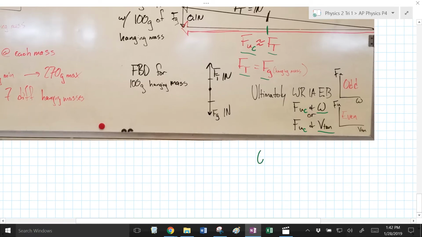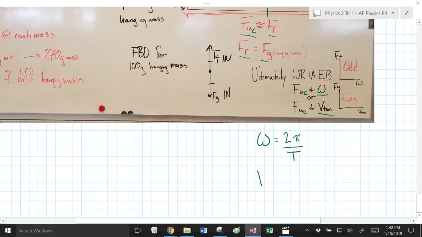Omega is the angular velocity in radians per second. That's just 2 pi over big T generically. And then Vtan is the distance around the circle in meters, 2 pi r, divided by the time around the circle in seconds, the period. They're pretty close to each other, right? This one's times r, this one's not. So if I wanted omega from Vtan, I would just get rid of that r. If I wanted Vtan from omega, I would have to multiply by r. Okay, that's how those things relate.